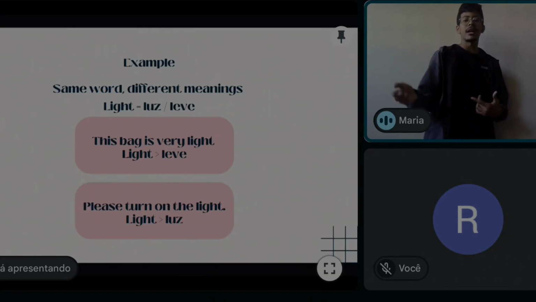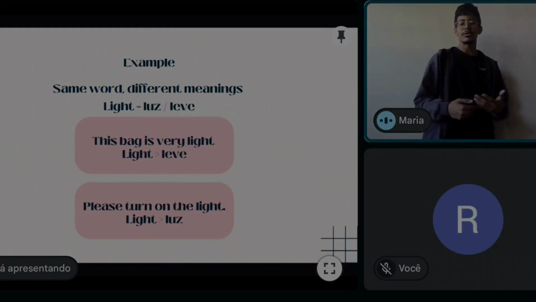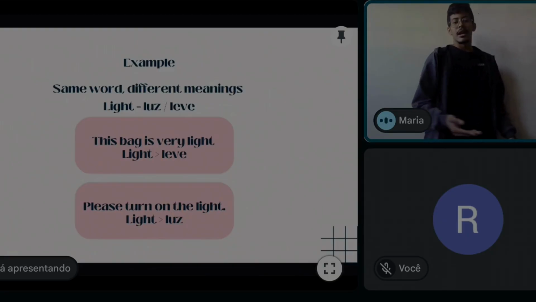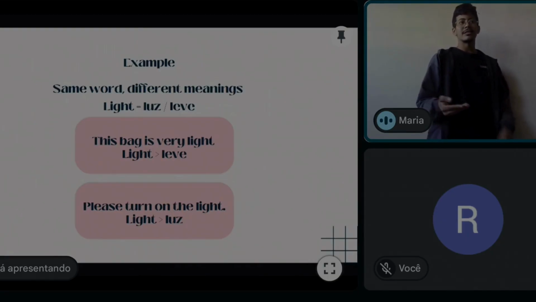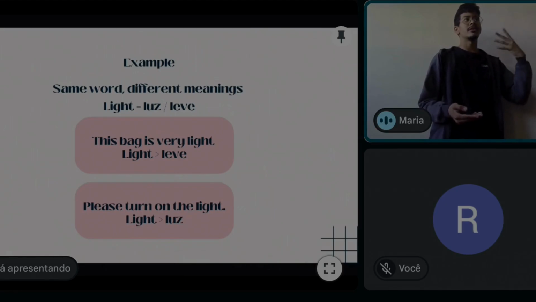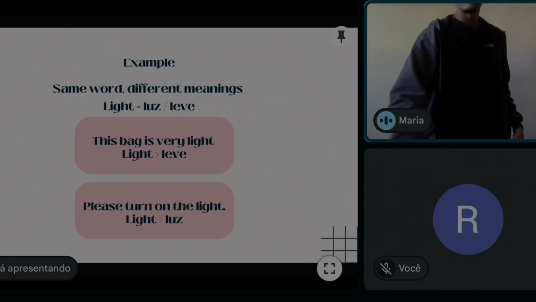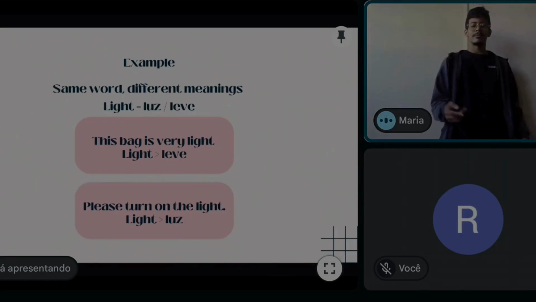So, this bag is very light. We are talking about the weight of the bag. And, please turn on the light. We are talking about light as the illumination of the environment, of the place.